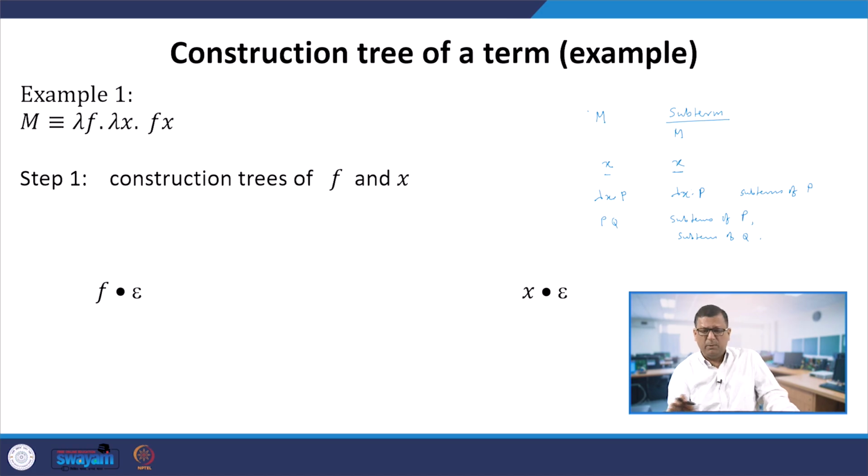All the subterms there will be placed so that every node in the tree is labeled with one subterm. So here let us see what the subterms are in this term.